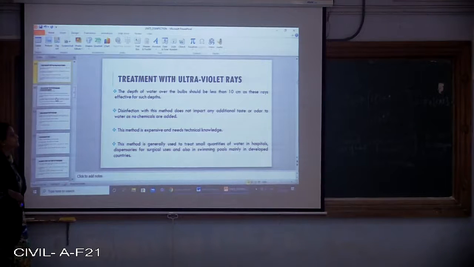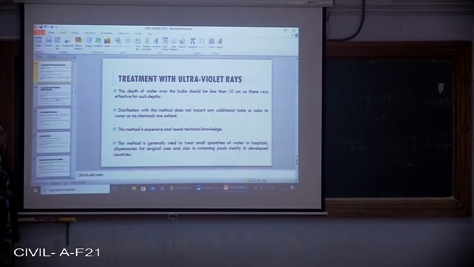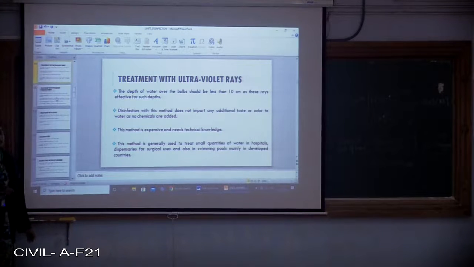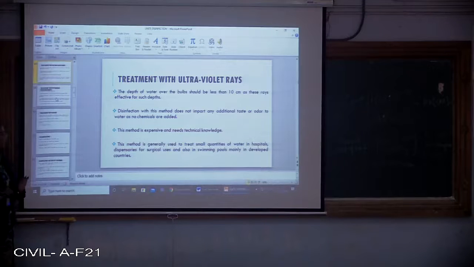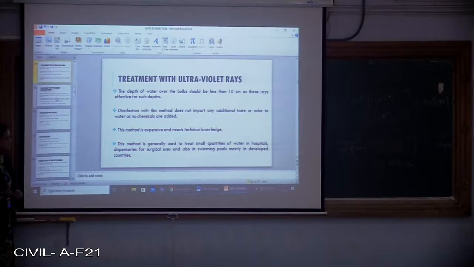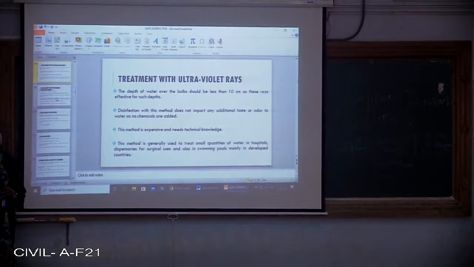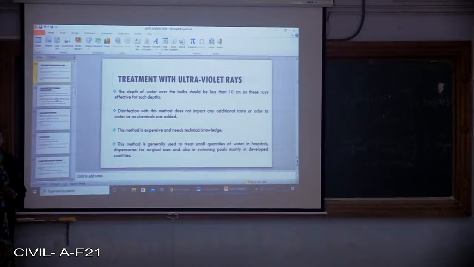Disinfection with this method does not impart any additional taste or odor to water as no chemicals are added. So one advantage of this UV method is that there is no change in the taste or odor of the water. This method is expensive and needs technical knowledge. So normally it is very costly, and the person operating this process should be technically strong.